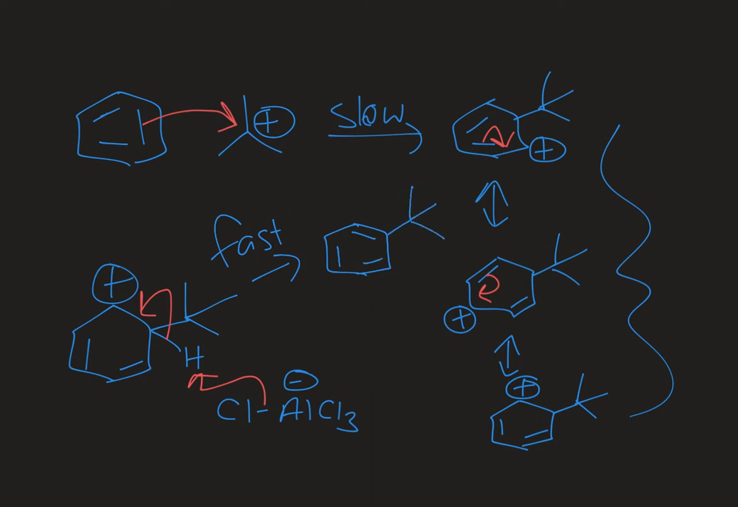And there is my alkylated product, plus I have a byproduct of HCl, which is usually in gaseous form during this reaction, and my catalyst is regenerated in the process. So plus HCl plus aluminum chloride.